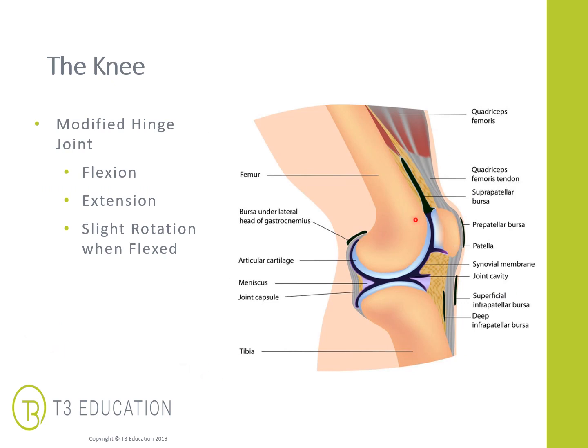The knee joint, where the femur meets the tibia. And we also have the patella here, or the kneecap as it's more commonly known. Now, it's a hinge joint, but it's a modified hinge joint because, as well as allowing flexion and extension, when the knee is bent or flexed, it also allows a very slight rotation.